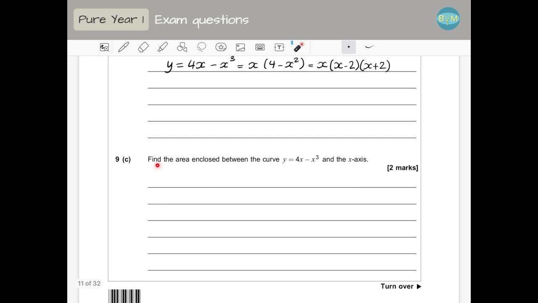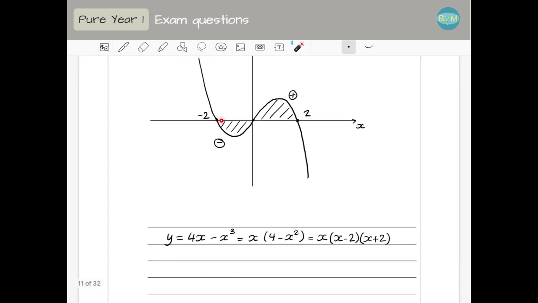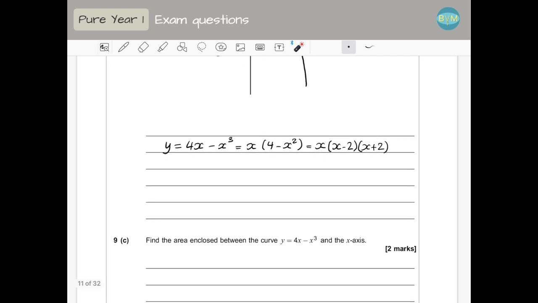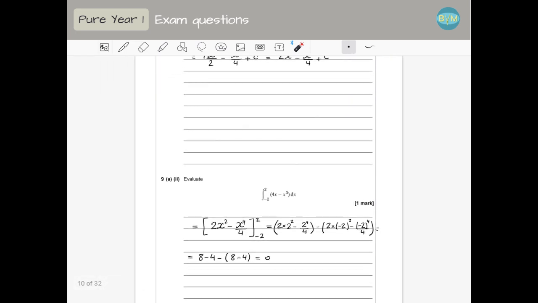In the next part, they are asking us to find the area, and the way of finding the area when this happens is we are going to find this integral first. So we are going to integrate between minus 2 and 0 and between 0 and 2, and we are going to add them both positive. And we have the integral already. It is this one, but I'm going to integrate between minus 2 and 0 and between 0 and 2. I know they are equal to each other because the answer is 0.